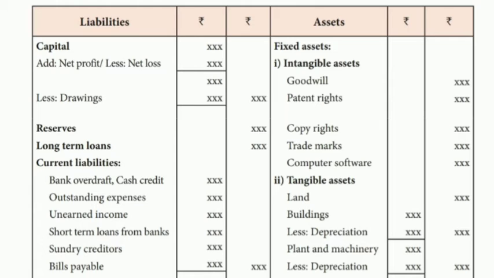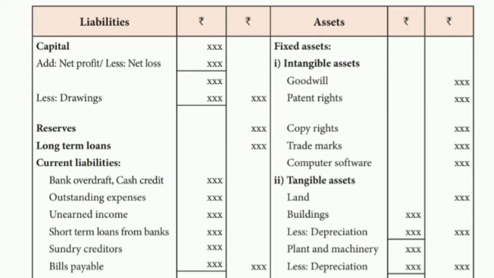First one is capital. It is nothing but the owner's fund. If we have arrived at a net profit, it should be added. If we have arrived at a net loss, it should be subtracted. If we have to pay any interest on his capital, it should be added. Drawings and interest on drawings should be subtracted from the capital. And if he is paying any income tax, that also should be subtracted. Finally, the net capital value should be written in the outer column.